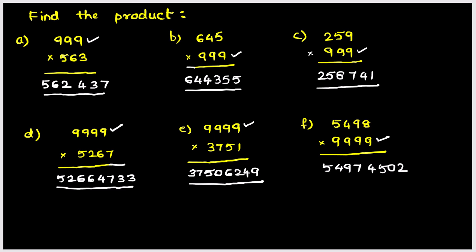Okay. Only the thing here you need to understand, you need to remember is, in one number, there should be all 9s only. Okay. And number of 9s must be equal to number of the digit of the other number. Okay. If it is not there also, no issue. Let us solve those also.